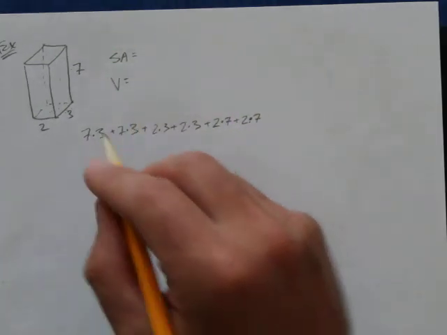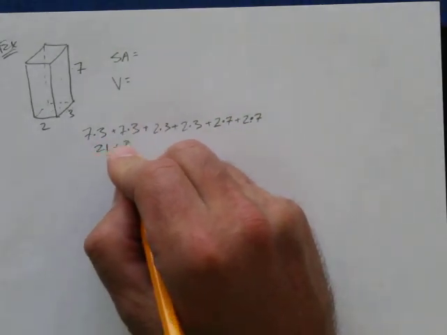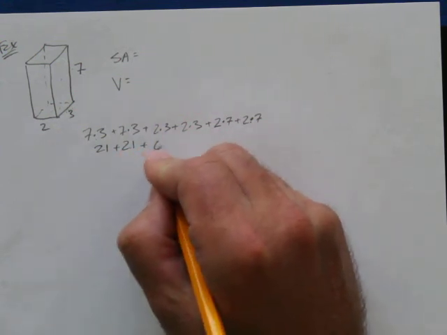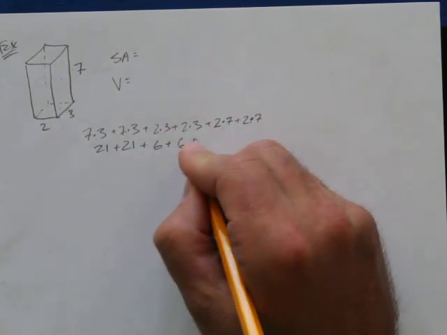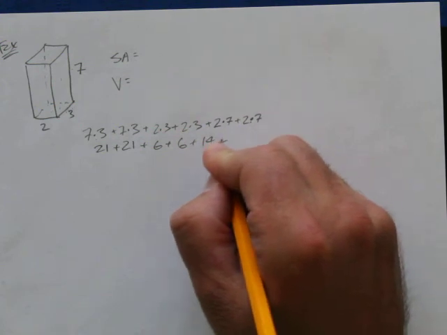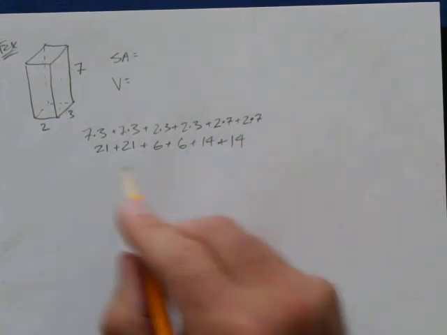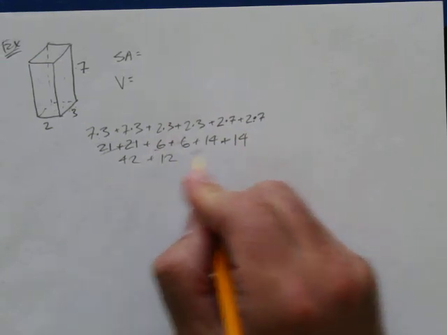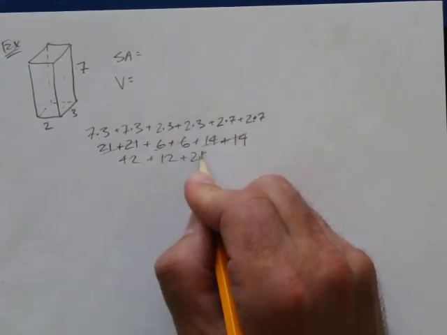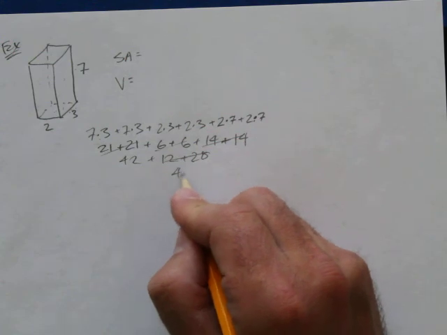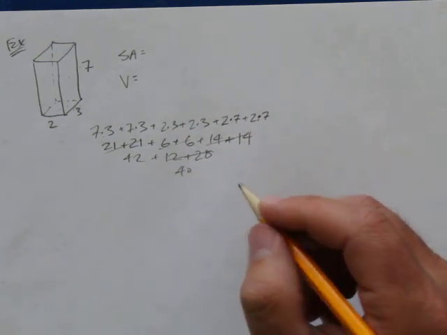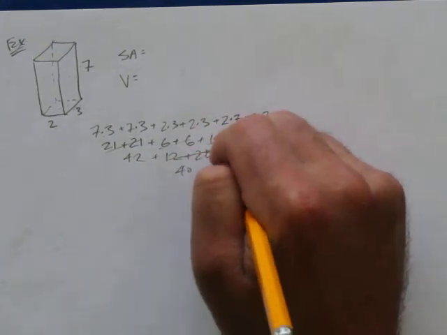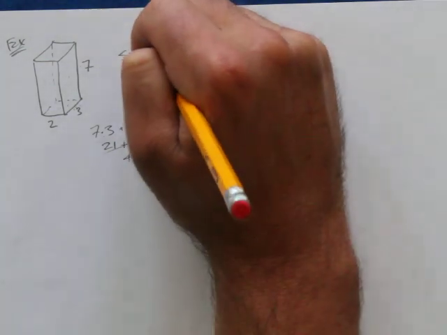7 times 3 is 21, plus 21, plus 6, plus 6, plus 14, plus 14. Adding those together, this is going to get me 42, this is going to get me 12, this is going to get me 28. 40 plus 42 is 82. My surface area is 82 units squared.